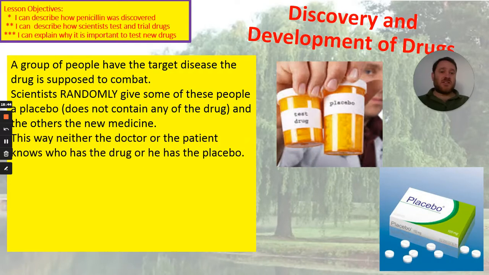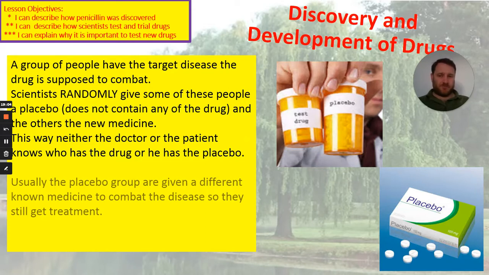So this way, the doctor doesn't know who's got placebo, who's got test drug. It's completely anonymous. The people themselves don't know if they're taking the placebo or the test drug, because there might be some sort of cognitive bias. If the doctors knew, they might try to accidentally, without knowing, doctor the results. There might be some bias. So it's just best that nobody knows and it's completely anonymous who takes what.